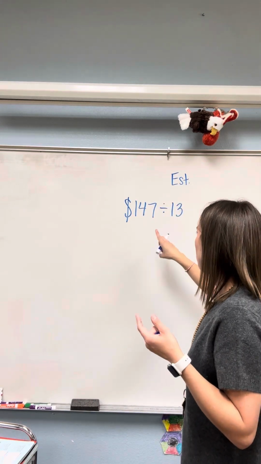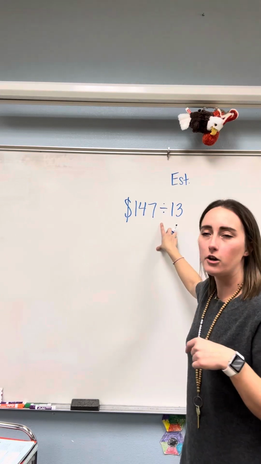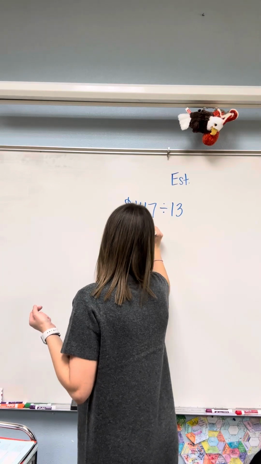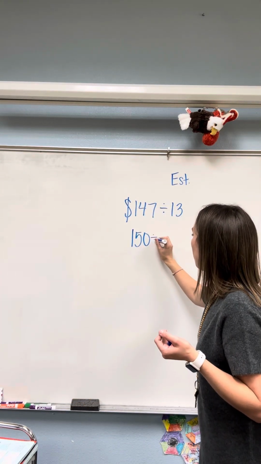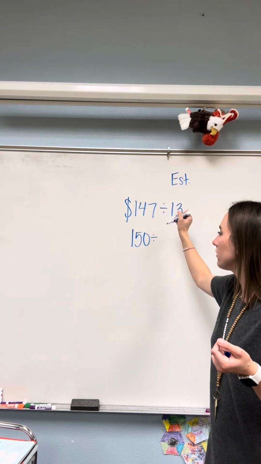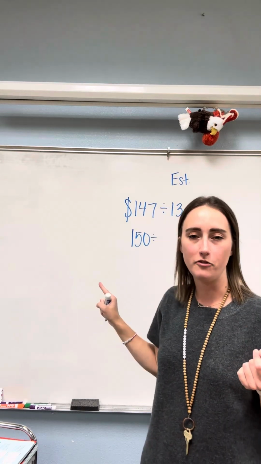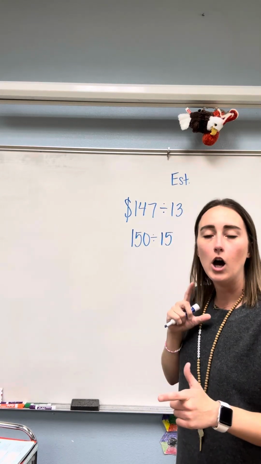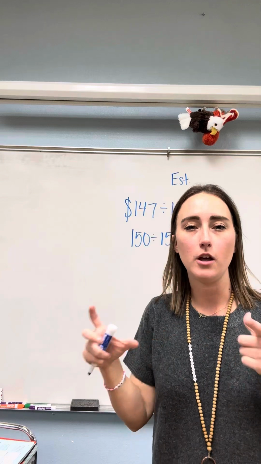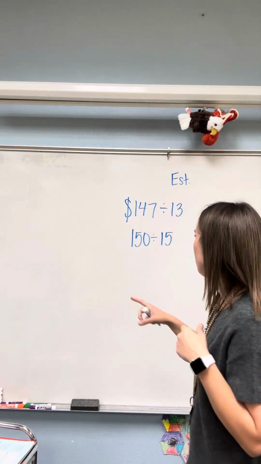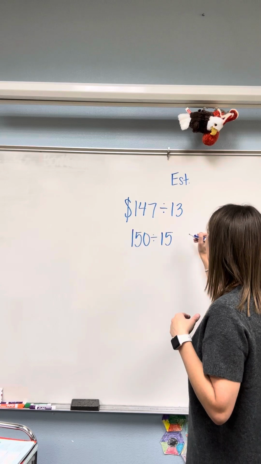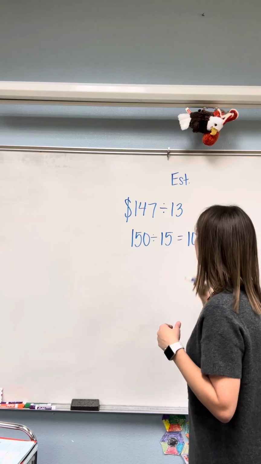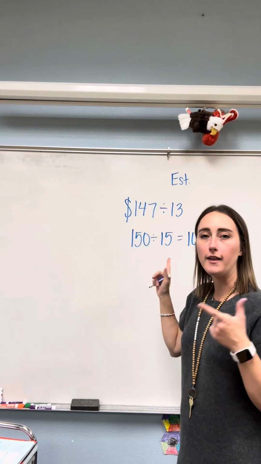What I would do first is let me do my 147. I know that that's about 150. So I'm going to write 150 divided by, now what is something that's close to 13 that's divisible into 150? Well, I could divide it by 15. That's close. Remember, those are not necessarily rounding, but using compatible numbers. So 150 divided by 15 is something I can do mental math for, and it's going to be 10.